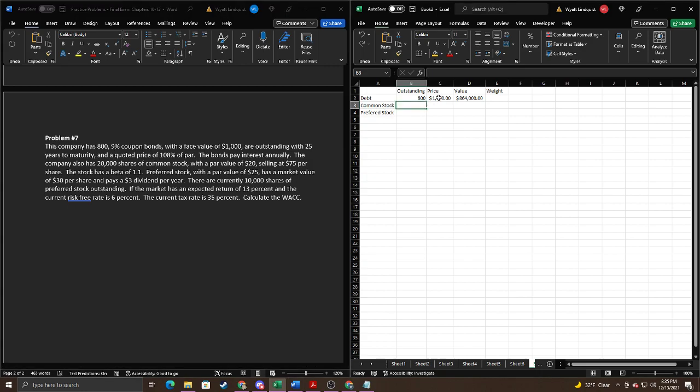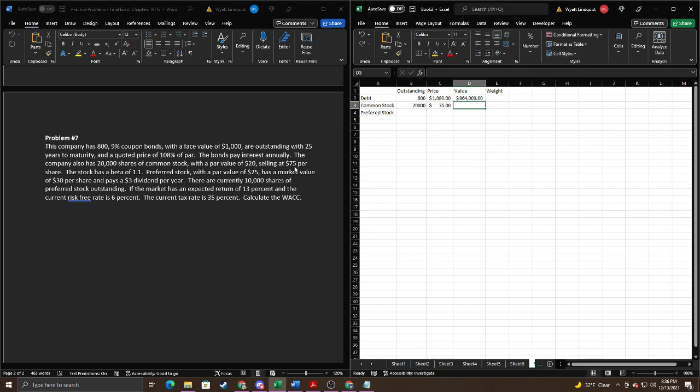Remember, the only thing that matters in this top part, or in the weights, is the current price, and that is 108% of par, and par value is $1,000, or the face value. Par and face value are the same thing. The company also has 20,000 shares of common stock outstanding, and these have a par value of $20 per share. However, they are selling at $75 per share.